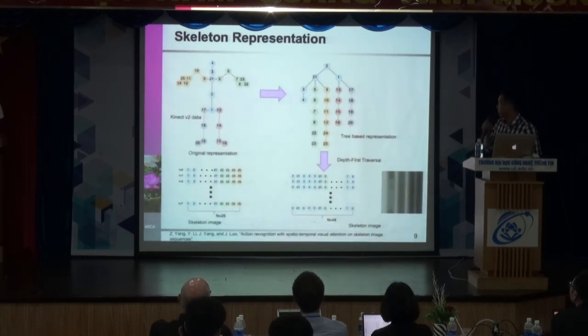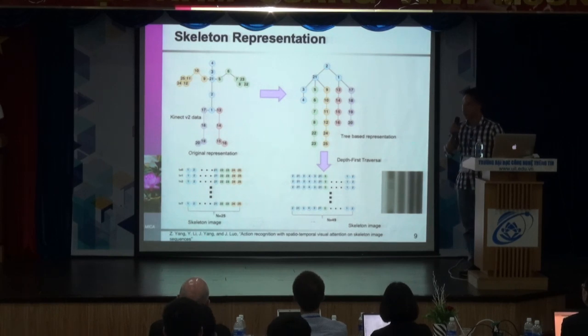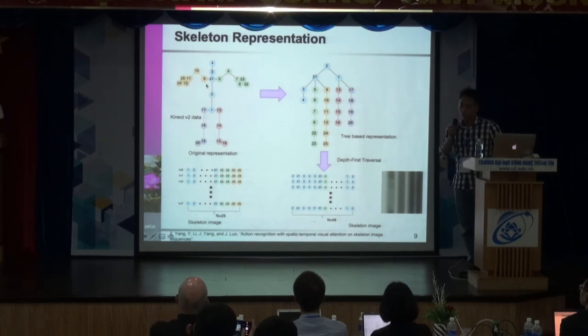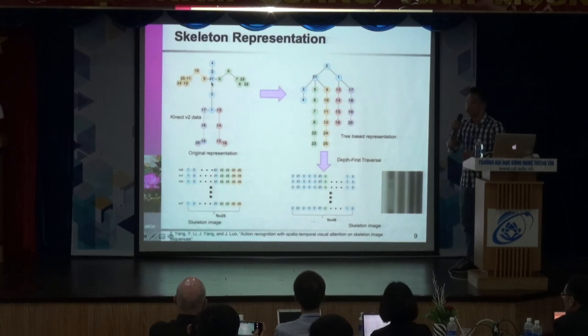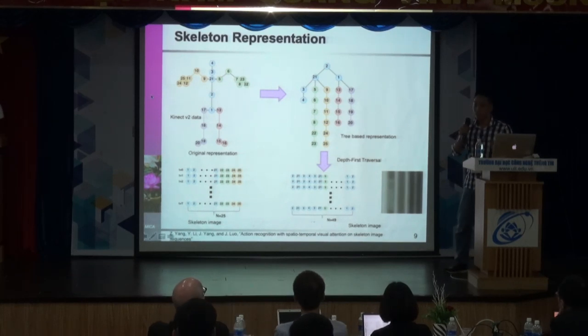Another problem you should take into account is the order of the skeleton. For example, in the left figure is a numbering provided by Microsoft. If you represent it like this, for example, joint number 5 and joint number 21 are very close in the body, but in our feature vector, they are at a very far distance.